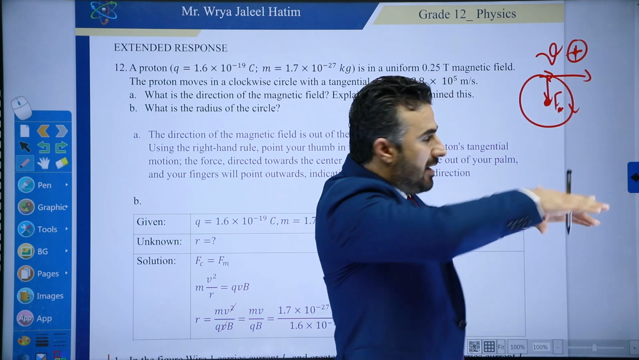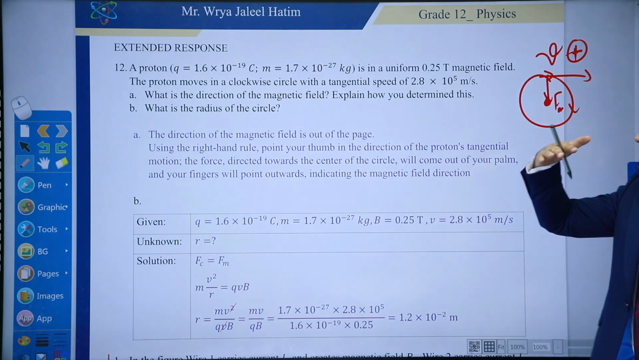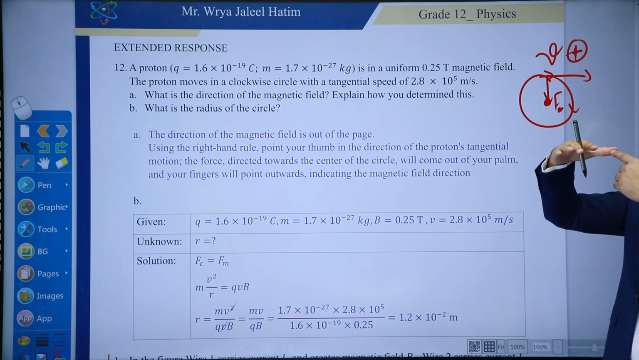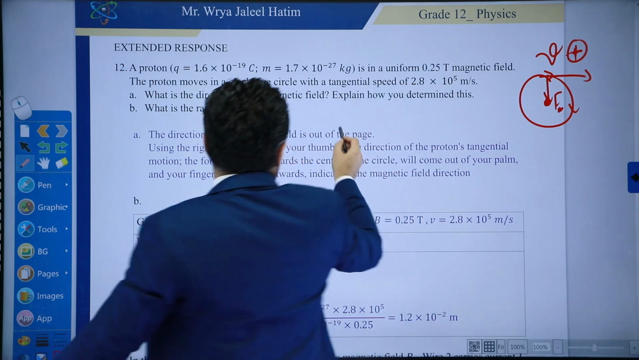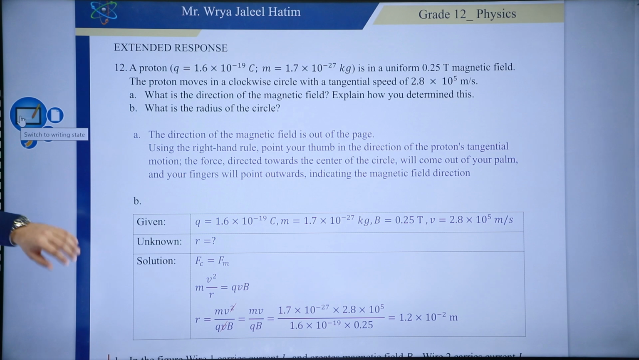So how can you do that? This is basically the direction of the motion if I do something like this. So that is going to be the direction of the force, and this is the motion, so the field is going to be outward. So the direction of the magnetic field is out of the page. That is one thing, easily. You don't have to go through a lot of detail there.